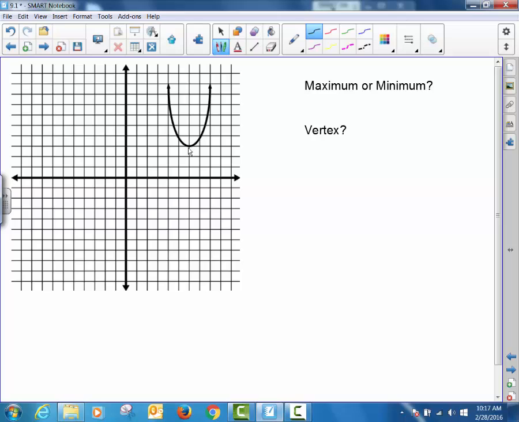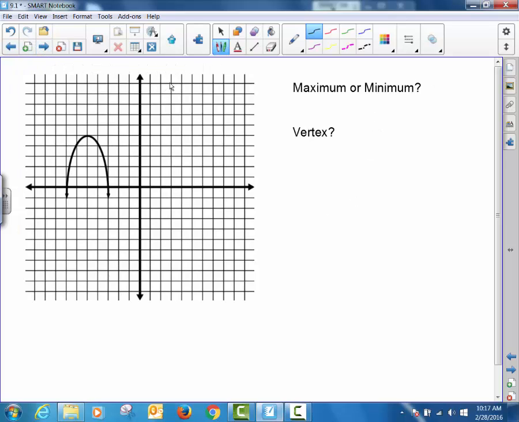Yes, it has a minimum, and it's located right here, and that would be 1, 2, 3. The minimum is y equals 3, okay? And the vertex would be 1, 2, 3, 4, 5, 6, 1, 2, 3. The vertex is 6, 3. Alright, does this one have a maximum or a minimum? Right, it has a maximum because it's facing downward. And the maximum value is 1, 2, 3, 4, 5. So the maximum value is equal to 5.